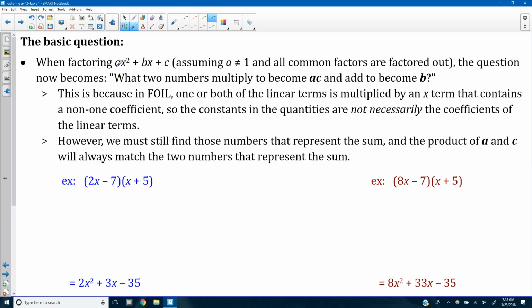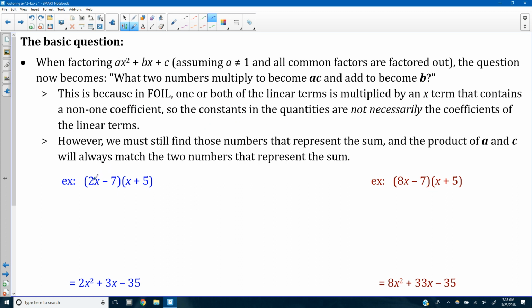So here, though, this a value does matter now. And I'm talking about if there's no common factor, or that we factored those out and there's still a non-1 a value. This is because when you FOIL, and this time I'm only really going to do FOIL, not generic rectangles, this and that, one or both of the linear terms is multiplied by an x term that contains a non-1 coefficient. That sounds really confusing. Let's see what that looks like before I keep going with that sentence.